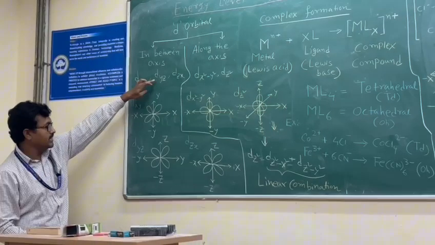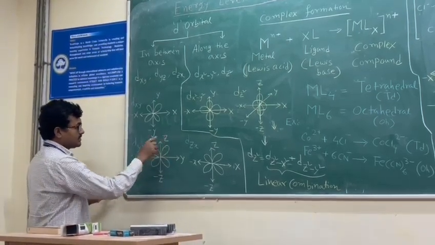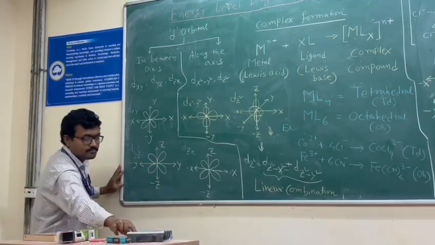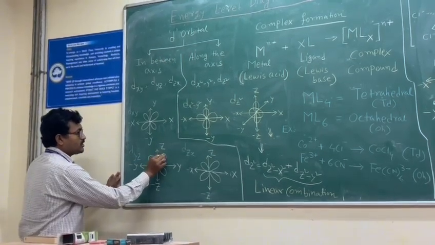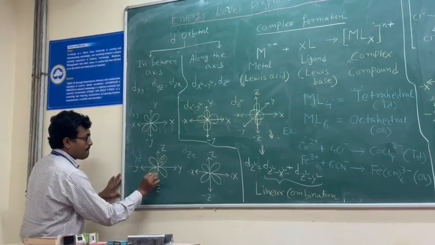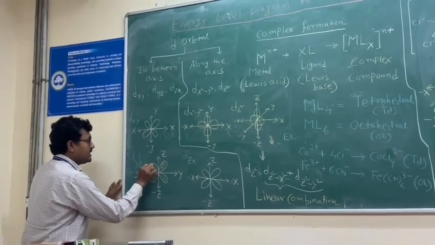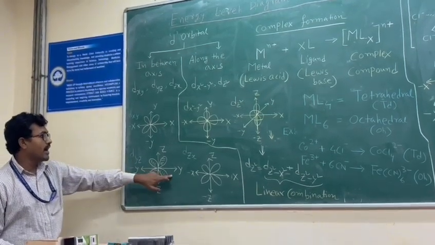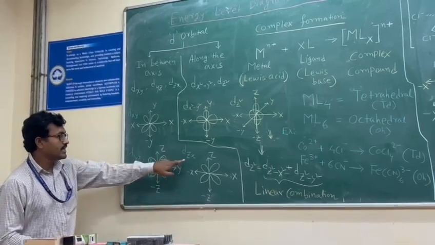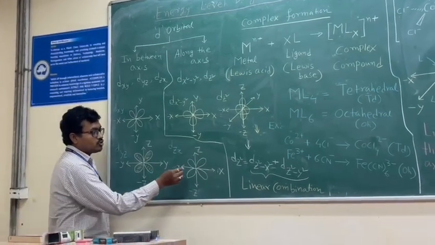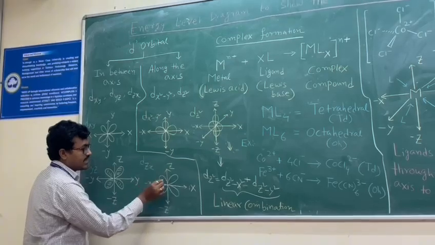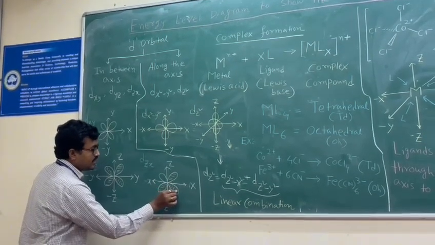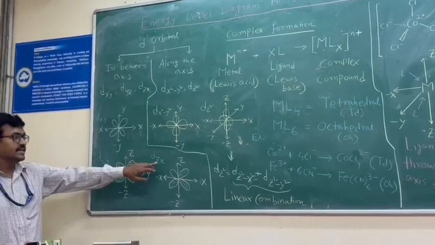Similarly, dyz means in between y-axis and z-axis. So this is y-axis, this is z-axis, and this is our orbital, means electrons will be present in this place. So in dyz, the electrons are present in between y and z-axis. Similarly, if we take dzx, the electrons will be present in between x-axis and z-axis. So this will be the position of the electron in dxz or zx axis.